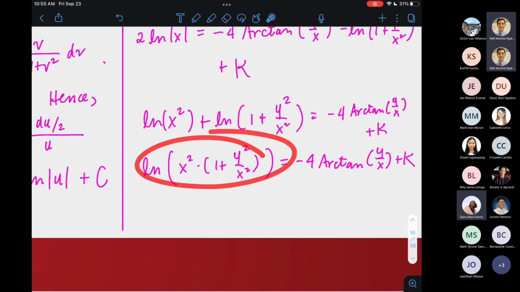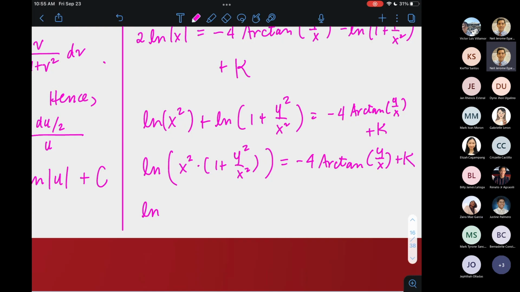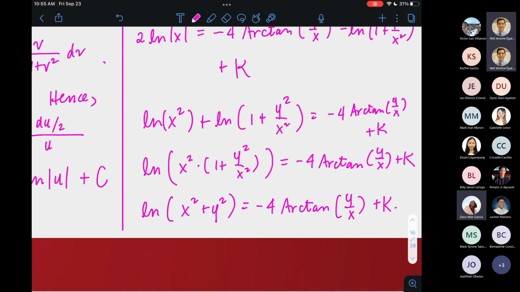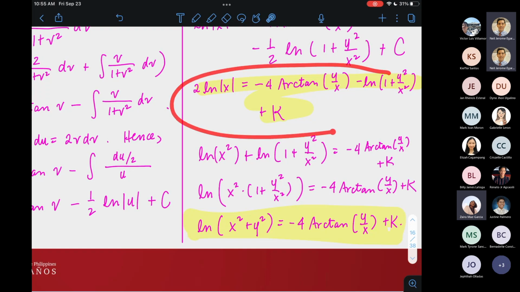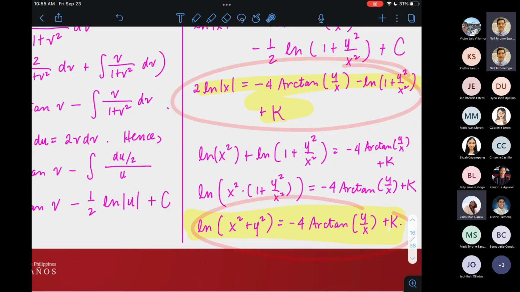Tapos, you simplify this guy, this will become ln ng x squared plus y squared equals negative 4 arctangent ng y over x plus k. And this one is much neater to look at than the other solution, right? Other than compared to this guy. Pero I'm perfectly fine with this as your final answer. Okay? Pero yun nga, kung kaya nyo naman siyang i-simplify, yeah, extra steps won't hurt. This looks much neater than this one. But both are acceptable and both will merit perfect credit for you.